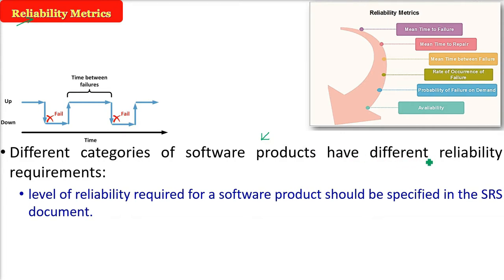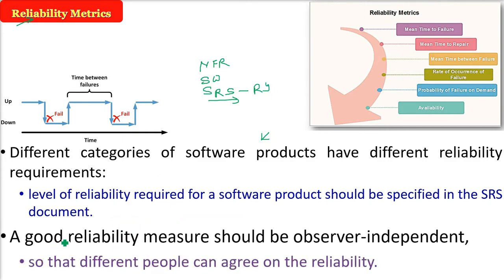Different categories of software products have different reliability requirements. For example, in the SRS of a small or complex project, the NFR, or non-functional requirement, will contain the reliability, that is, how much reliability is required. A good reliability measure should be observer independent, not observer dependent, so that different people can agree on what kind of reliability is there.